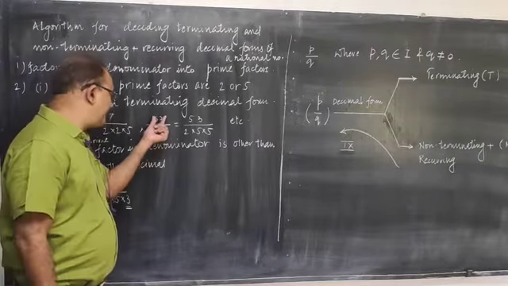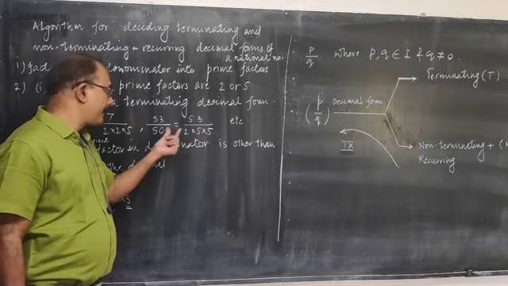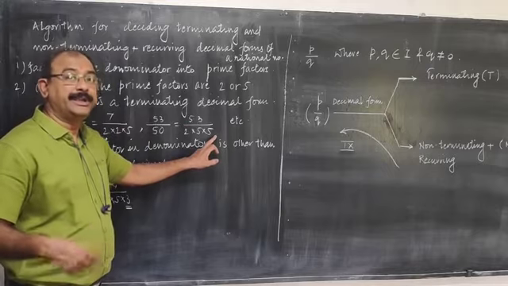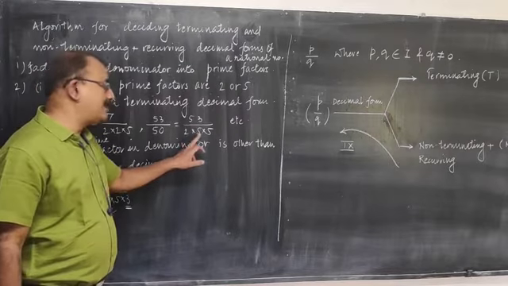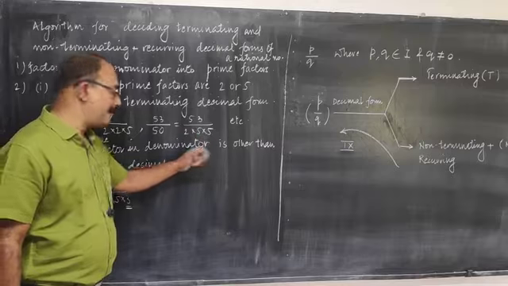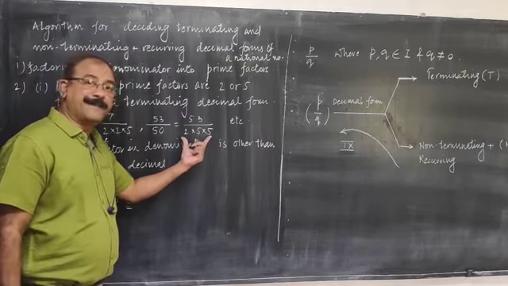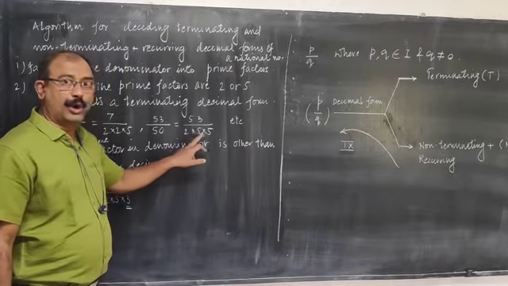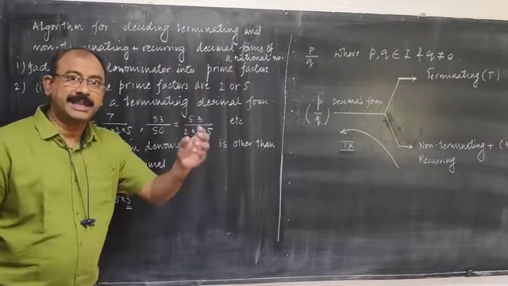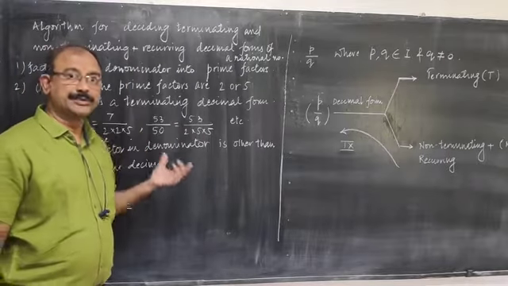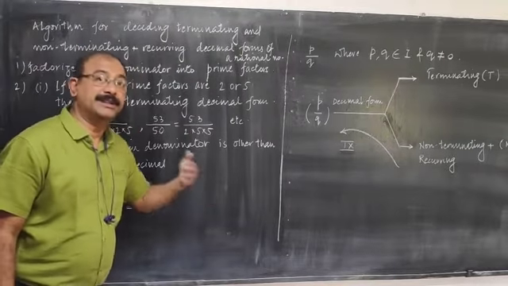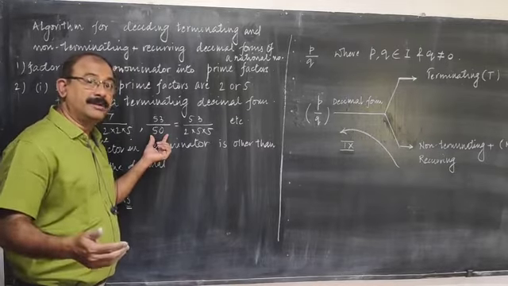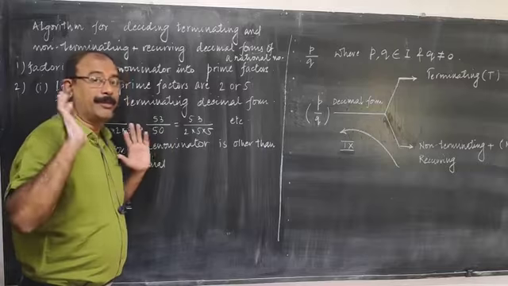Another one. 53 by 50. Numerator I have kept as it is. Denominator I have factorized into prime factors. 2 into 5, 10, 10 into 5, 50. So these are the prime factors. The prime factors are either 2 or 5. या तो 2 रहना चाहिए या 5 रहना चाहिए. So this is also terminating. This rational number will have terminating decimal form.